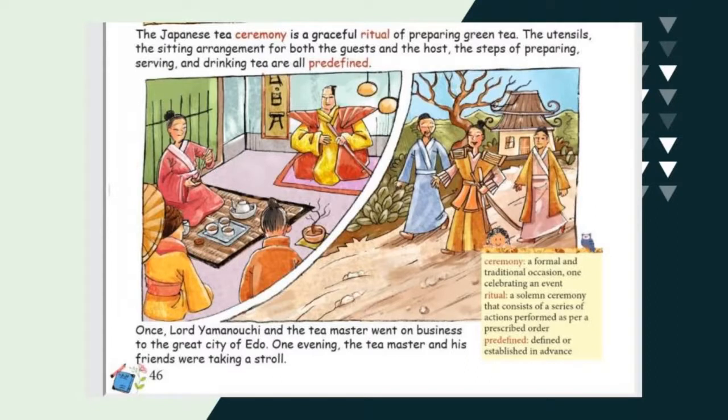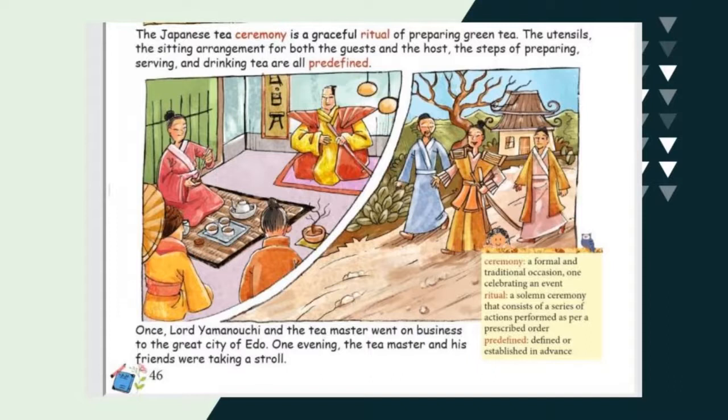So in Japan, the people of Japan celebrate the preparation of green tea as a ceremony, like arranging the utensils, then the seating arrangement for both the guest and the host, the preparation of tea, and then serving and drinking. These are all predefined, meaning already defined. Okay, it is one type of celebration in Japan.